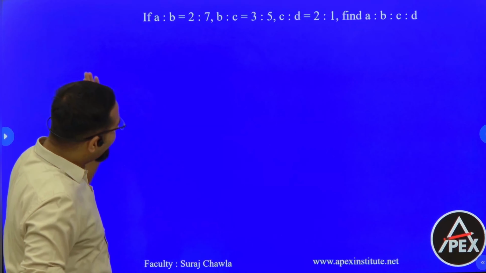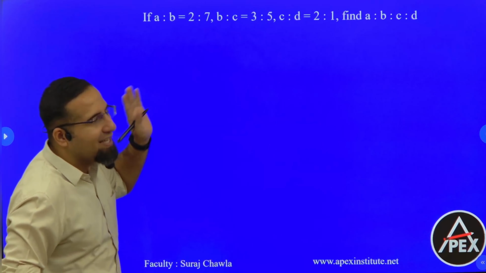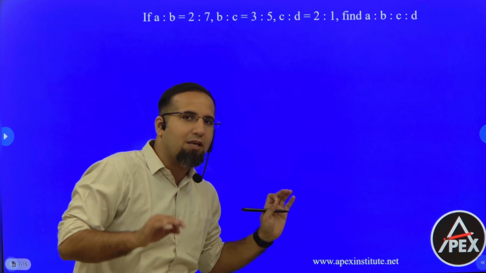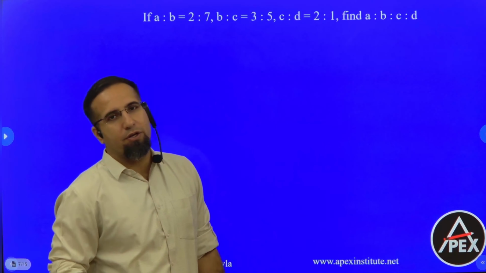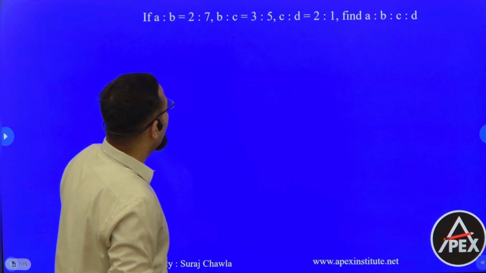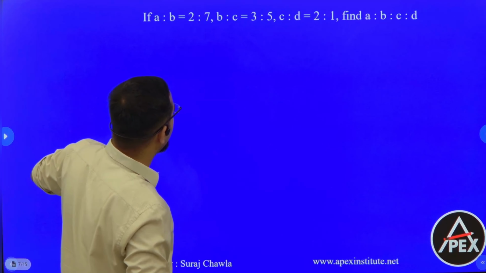Now, I'm given A is to B, I'm given B is to C, I'm given C is to D. The first question we have to ask, are these regular ratios? Yes, they are regular ratios. Right? So, is this a question similar to the previous question? Just one second, guys.